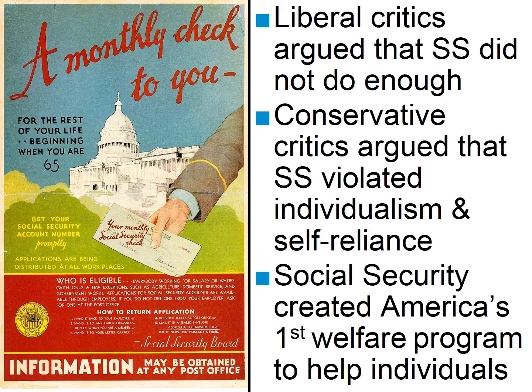The conservatives, or the far right, argued that Social Security violated individualism and self reliance. And that was an argument that was also used to counter the New Deal and to oppose some of the programs. A lot of those on the far right felt that government was overstepping its bounds. Now, it's important to note, especially when we talk about the AP exam, that Social Security was the first welfare program set up to help individuals by the American government.